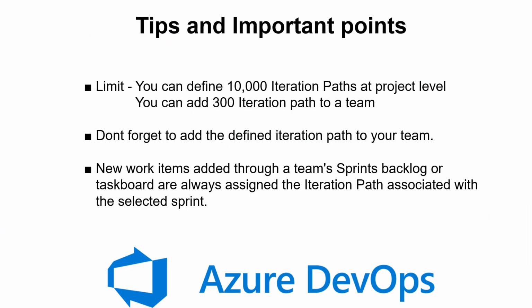Now let's talk about tips and important points. In a project, you can create up to 10,000 iteration paths, and you can assign a maximum of 300 iteration paths to a single team. As you saw in the video, in the team configuration, if you haven't selected the iteration path, that particular iteration path won't be showing up in both backlog and sprint boards. If you are adding new items in the sprint board, for example, if you're adding a task from the sprint board, it will automatically assign the particular iteration to the particular work item.